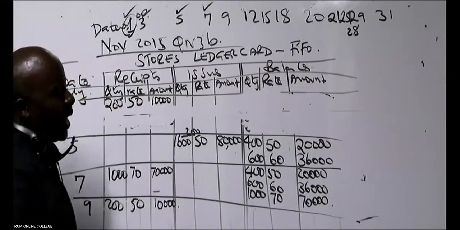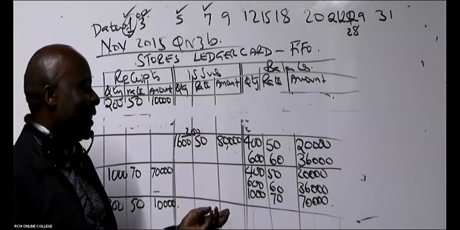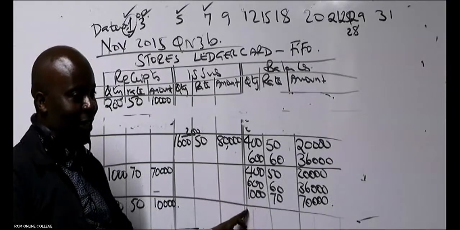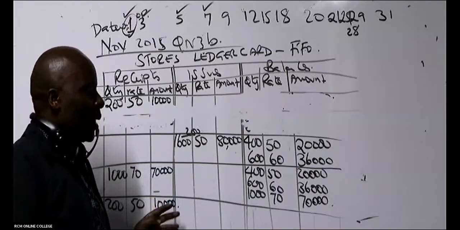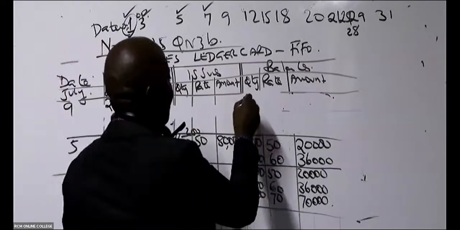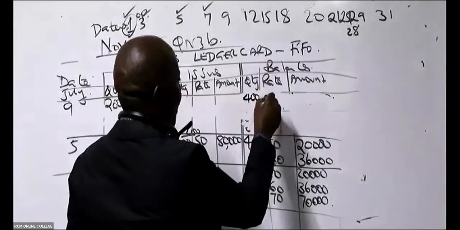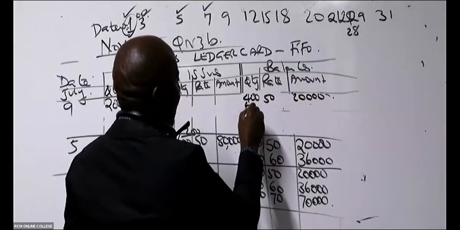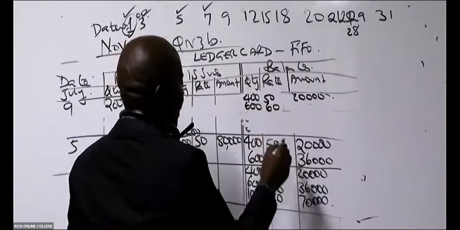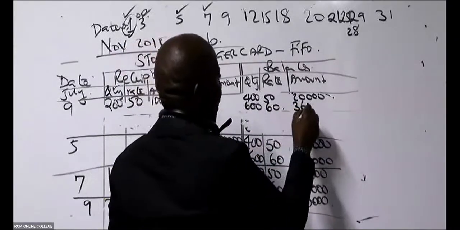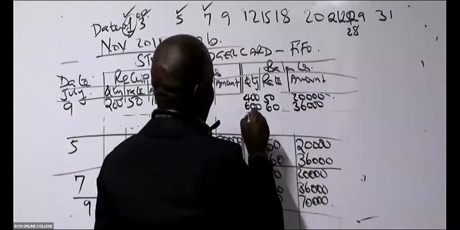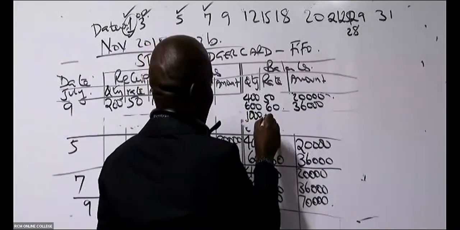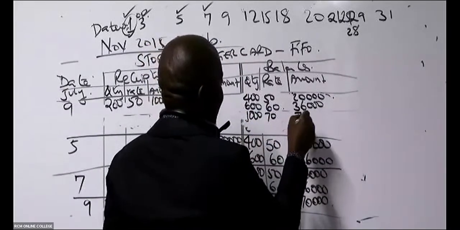So let's update the balance. Remember, balance is, if it's a receipt, you simply copy whatever we have here, and then you include this other one. So then we have here 400 at 50, 20,000. We have 600 at 60, 36,000. We have 1,000 at 70, then 70,000.